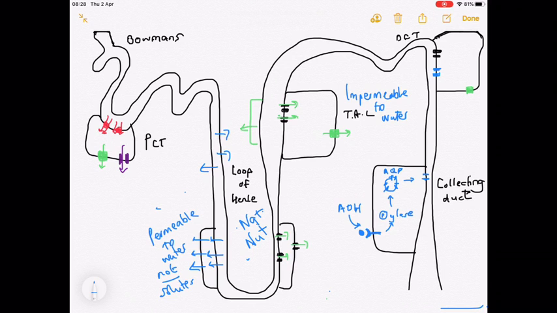I shouldn't have done that in blue. Should have done that in green.